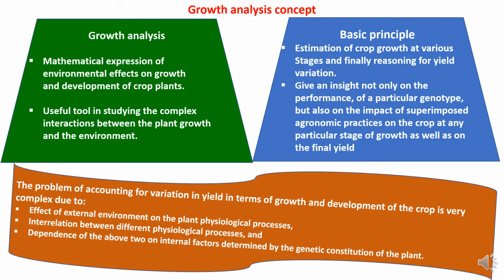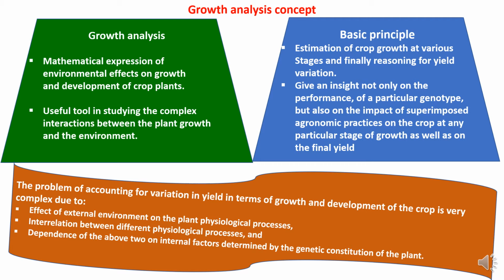The basic principle behind this concept of analysis is the estimation of crop growth at various stages and finally reasoning for yield variations. This would give an insight not only on the performance of a particular genotype but also on the impact of superimposed agronomic practices on the crop at any particular stage of growth as well as on the final yield.